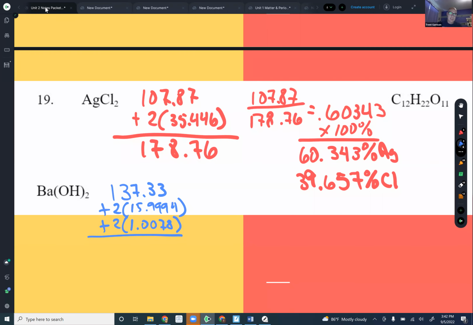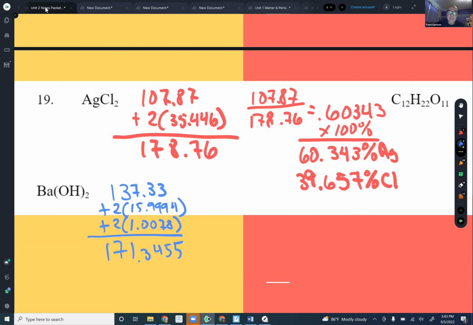Plus 2, plus 137.33, and roughly we get 171.3455. This time I'm going to keep all my sig figs until the last step, whenever we do the division, and that way we'll have a more accurate reflection of what the sig fig is. So that's my total amount.